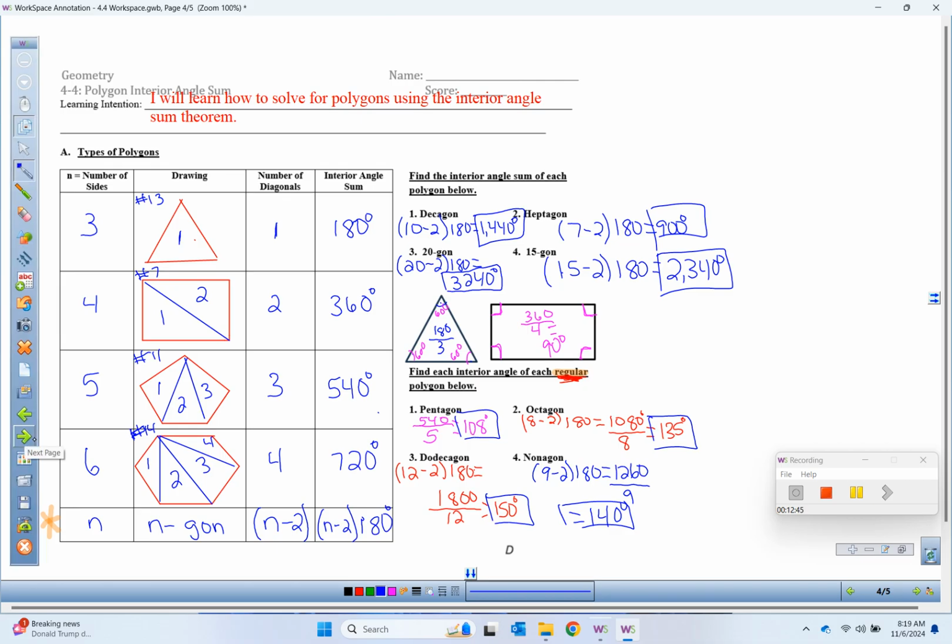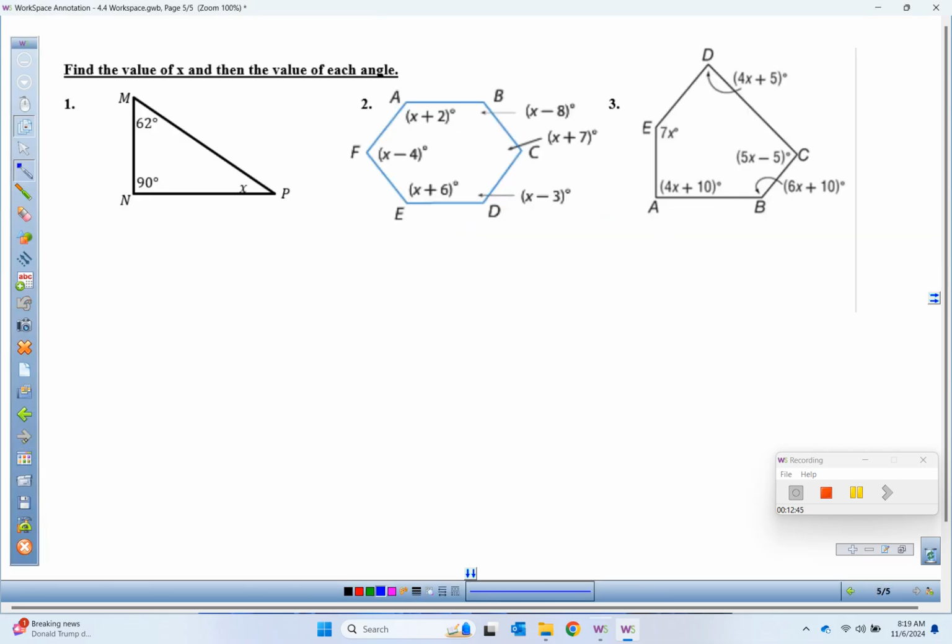All right, moving on. Now we're going to find the value of x, then the value of each angle. So x first, and then each angle. All right, so number 1, we have a triangle. We have 2 interior angle amounts, or degrees. We are missing 1. We have learned that triangles equal 180 degrees. So we simply know that we can find x by taking 180 and subtracting these and getting x.